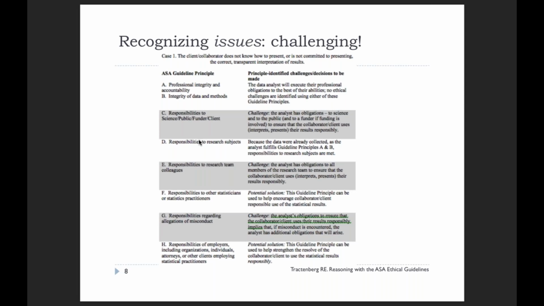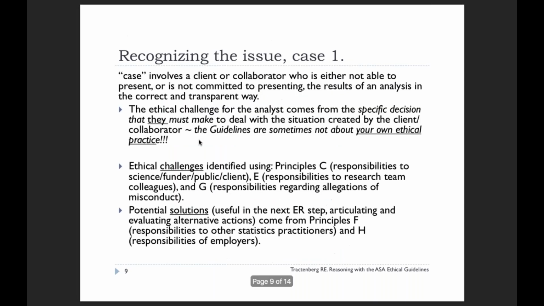Similarly, Principle H, responsibilities of employers, offers a potential solution. You can point to this particular guideline principle to explain to the client, you're responsible for maintaining a moral climate for me to do my work in, and I can't do that when you are asking me or insisting that I cherry pick. So this is just an example of how recognizing the issue, which tends to be very difficult in terms of ethical reasoning, can also lead to potential solutions.